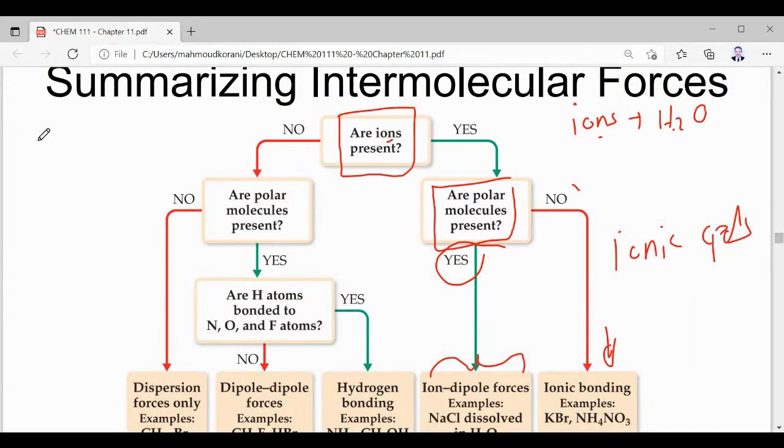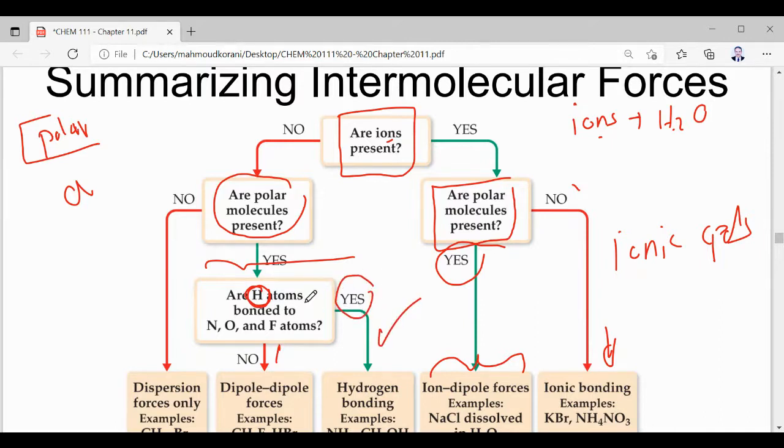If in the first question there are no ions, then you have polar molecules in your mixture. If you have a polar compound like water, you have dipole-dipole interaction. If the dipole-dipole interaction involves a hydrogen atom, it's hydrogen bonding. If it involves hydrogen bonded to nitrogen, oxygen or fluorine, it's hydrogen bonding; otherwise it's a dipole-dipole interaction.